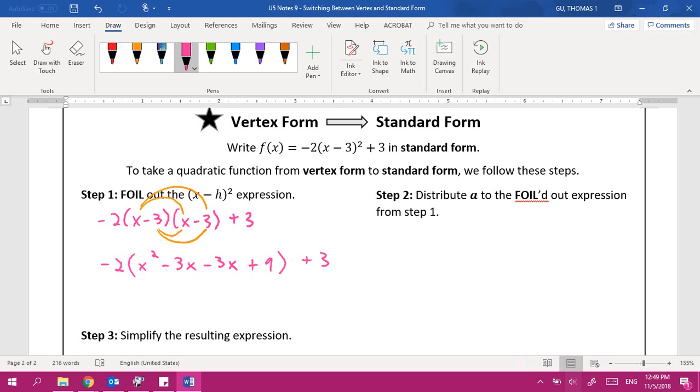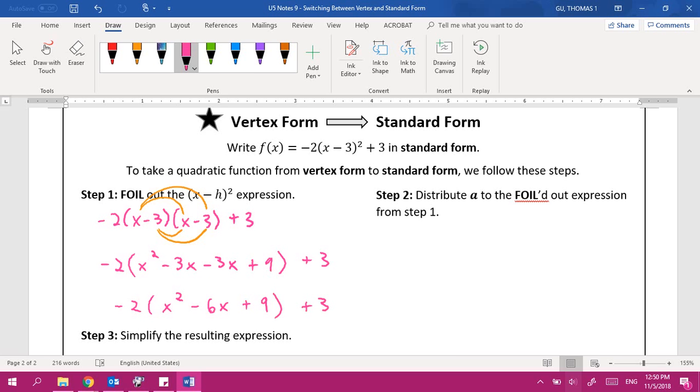Okay, and then we have to simplify, combine like terms inside the parentheses. So if I combine the like terms inside the parentheses, what do I have? X squared minus 6x. That's right. And then don't forget the +3 at the very end, okay?